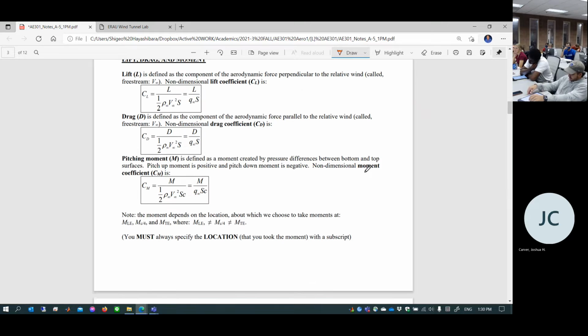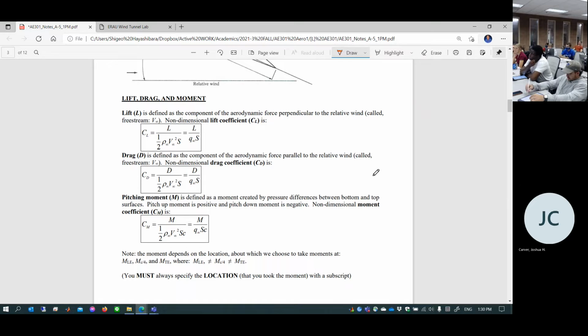So let's talk about coefficients: lift coefficient, drag coefficient, moment coefficient. You have the actual lift force, which is the force resolved perpendicular to the incoming free stream. You have to normalize it, which means dividing by q and S. What's S? Wing area? Isn't it surface area?